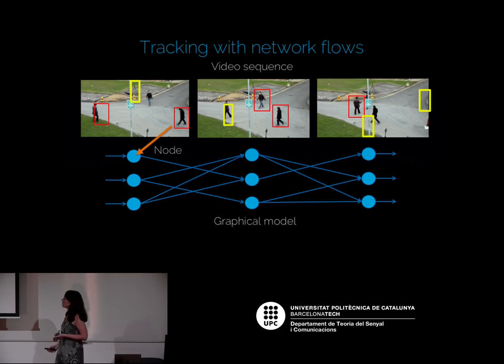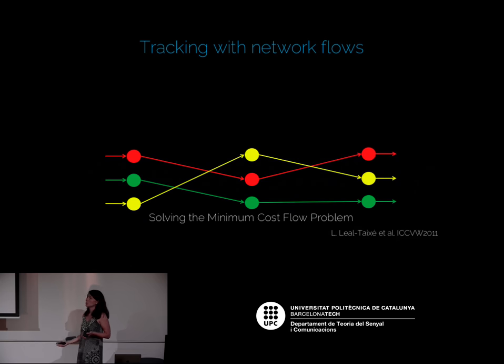And actually now, what we want to do is we want to solve this graph. So we want to find the trajectories in this graph. And for this, what we want to do is we want to match these detections from frame to frame. So in this case, if we solve the minimum cost flow problem, we actually obtain this set of trajectories that are matching the detections, which means that according to the algorithm, this node here and this node here belong to the same trajectory, so belong to the same person.